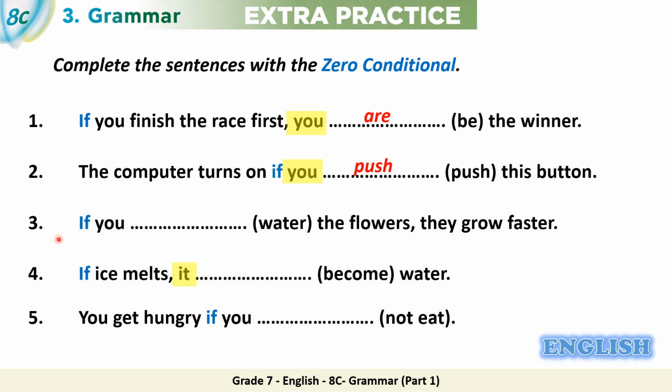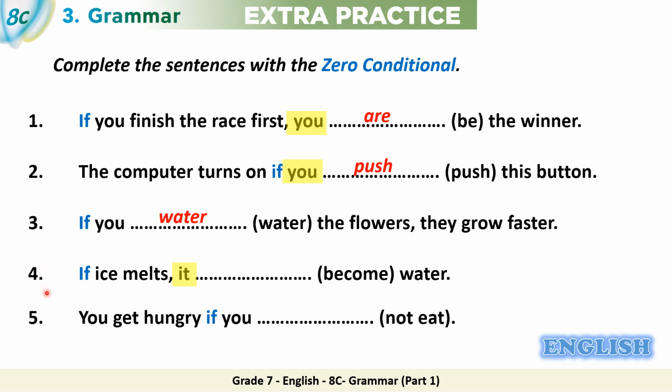How about number 3? If you water the flowers, they grow faster. Now, what is the correct form of the verb water? And pay attention. This is not a noun. This is a verb. Go ahead. That's correct. We use the verb water without any modification. It is in the present simple tense and the subject is you.